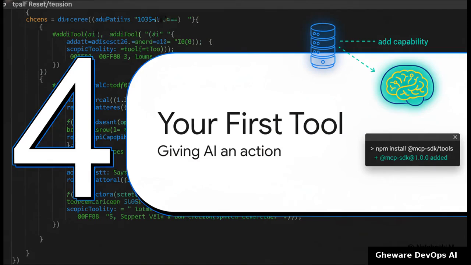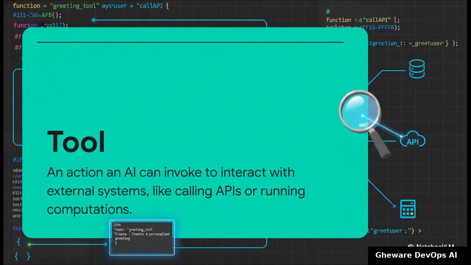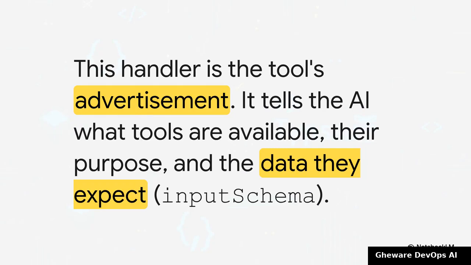All right, so our server is running, but it's pretty useless right now. It can't do anything. Let's change that. It's time to add our first tool, which is how we give the AI an actual action it can perform. So, what exactly is a tool anyway? Think of a tool as a verb. It's an action the AI can learn about and then decide to use all by itself. This is the magic right here. It's how you let the AI actually do things in the real world, call an API, run a script, or, like we're about to do, create a simple greeting. So how does the AI discover this new power?